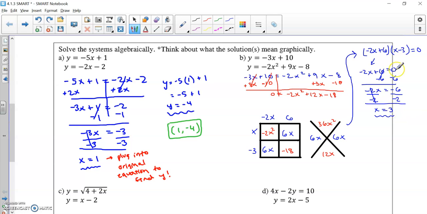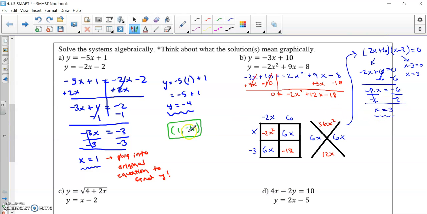All right, funny enough, if we had done this one as well, just like we normally would, we would also get an answer of 3, okay? All this means is that there's actually going to be only one point of intersection here because both of the answer choices were the same answer, okay?